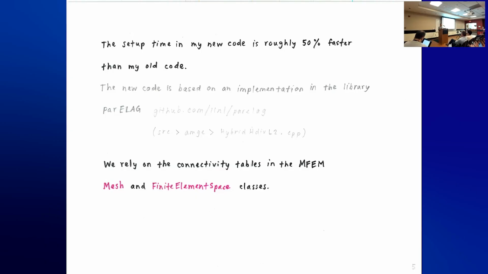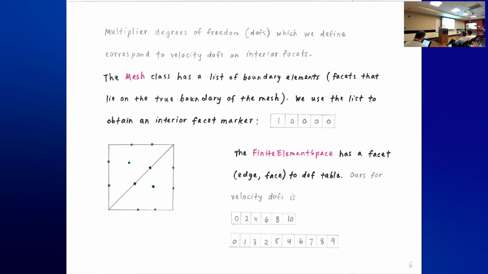So I'm going to go into how we construct these C matrices. Multiplier degrees of freedom, DOFs, which we define, correspond to velocity DOFs on interior facets.